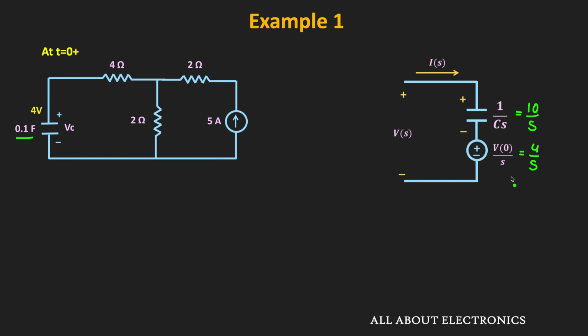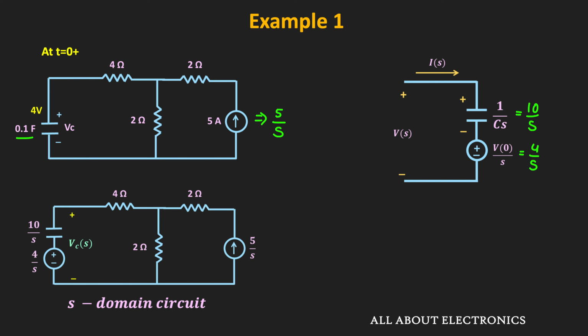And in the equivalent S domain circuit, the resistor will remain as it is. Now for this 5 ampere current source, the equivalent S domain representation will be equal to 5 divided by S. That means if we see the overall S domain circuit for the given circuit, then this is how it can be represented. And as you can see, this Vc of S is the voltage across these two elements.